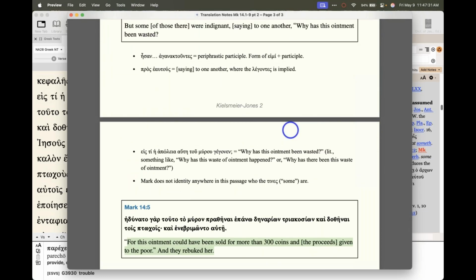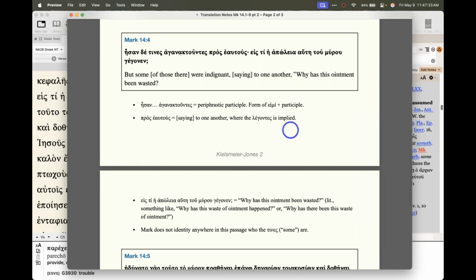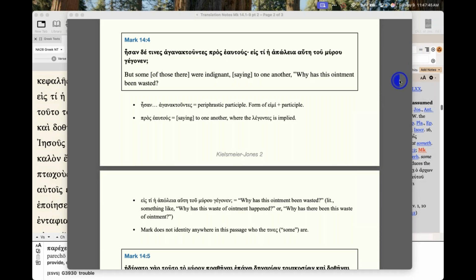So let me stop there. We'll do verse 5 in just a moment, but here we've got the reaction. Some were indignant, saying to one another, why has this ointment been wasted? And then we'll continue their speech in just a moment, but let me check in, see what you've got.